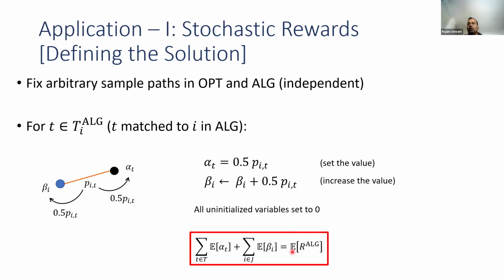So something to observe quickly is that one of the constraints of the LP-free framework is easily satisfied, which is that the sum of the duals here is exactly equal to the total reward of ALG. Because each time I make a match, I just split the reward into two parts. So when I sum everything up, I have just summed up the total reward of ALG. So this part is easy.